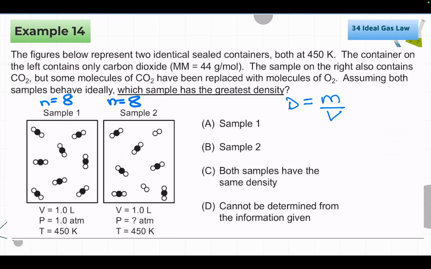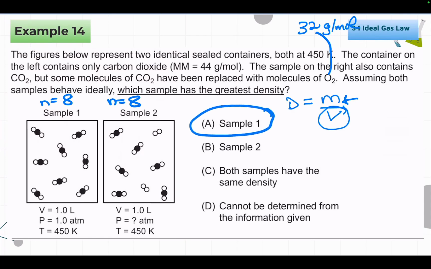And remember, the molar mass of carbon dioxide is about 44, and the molar mass of oxygen is about 32 grams per mole. The volume of the container stays constant, but in sample 2, you're going to have a lower mass. Wait, sorry. I have to make sure I'm saying this right. Assuming that both samples behave ideally, which one has the greatest density? Oh, yeah, I was going to say the wrong answer, but sample 1 is going to have the greatest density because it has more of the particles that have the higher molar mass.